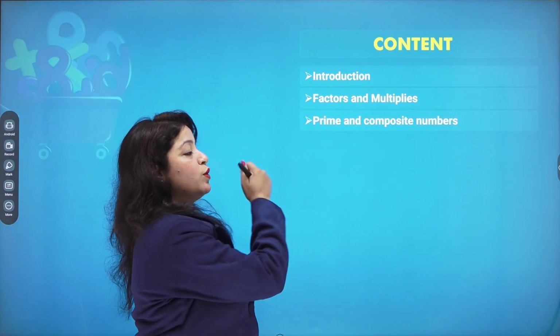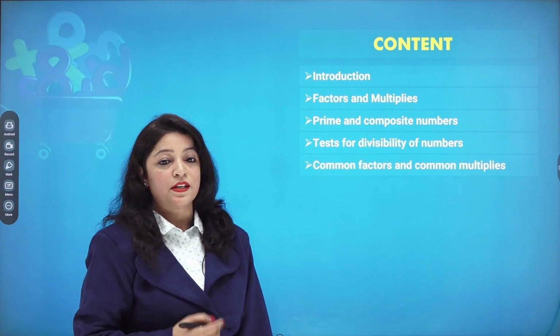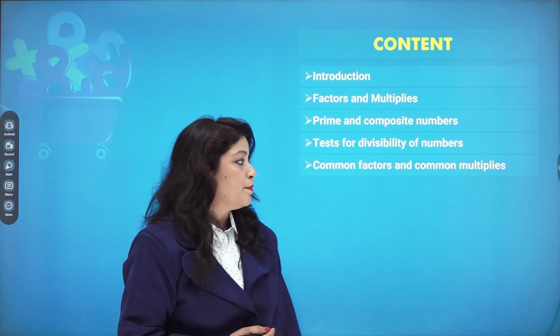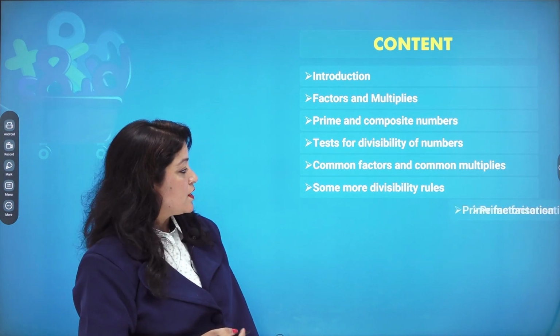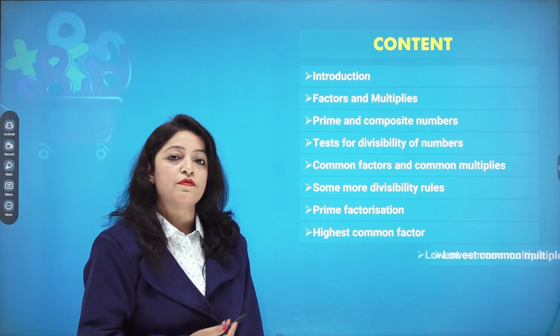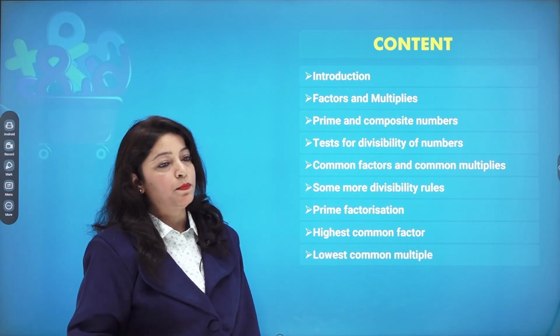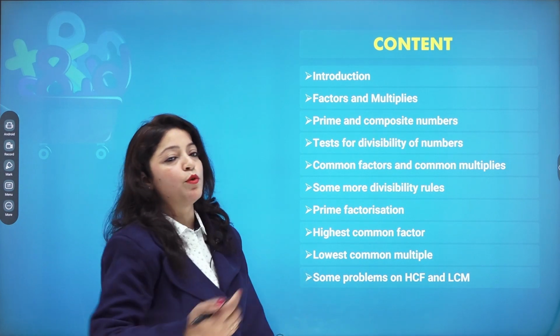include prime and the composite numbers, followed by test for the divisibility of numbers, then we have the common factors and the multiples, followed by some more divisibility rules, then prime factorization method, also highest common factor, lowest common multiple, which in short we say HCF and LCM, and we'll take some problems on HCF and LCM also.